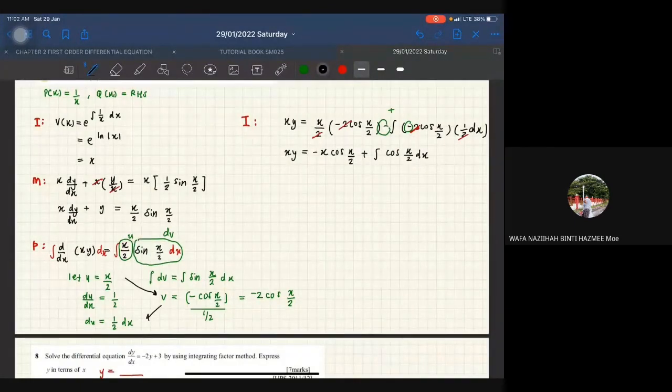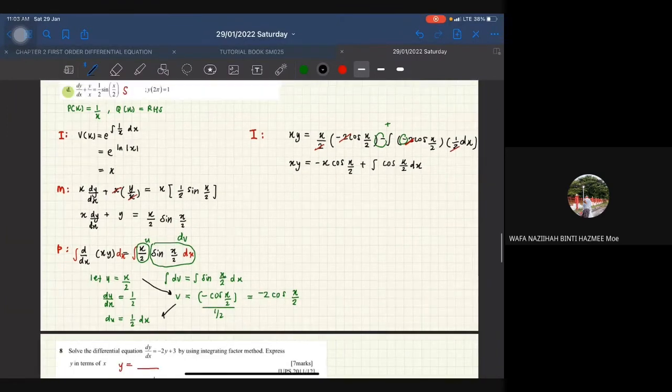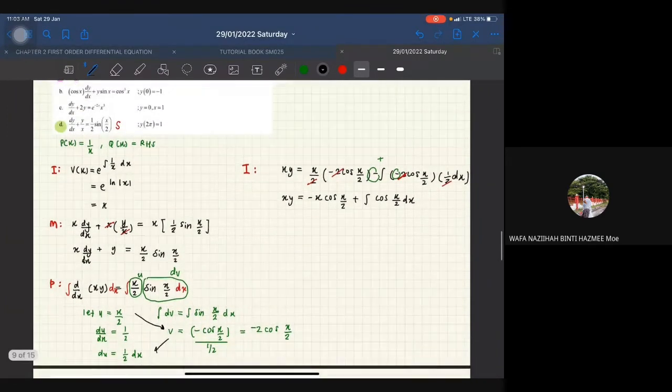Okay, I think sampai situ betul. Good. Okay, so awak sambung sendiri daripada sini, boleh ke? Sikit je lagi. Just settlekan this one and then pindahkan x ke sana. That will be your final answer.